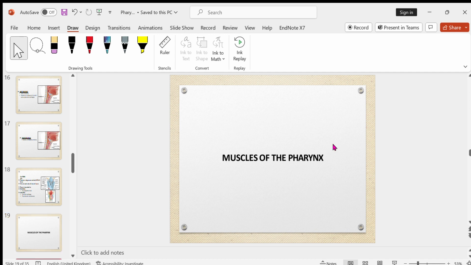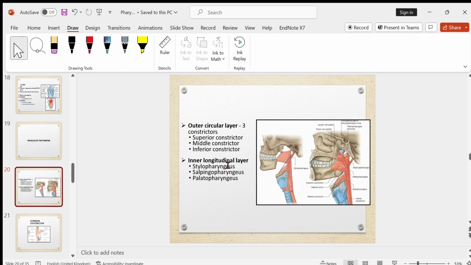Now we'll discuss the muscles of the pharynx. There are six muscles of the pharynx. The three circular muscles, the constrictors, superior, middle, and inferior constrictors, and three longitudinal muscles that are the stylopharyngeus, the salpingopharyngeus, and the palatopharyngeus muscles.